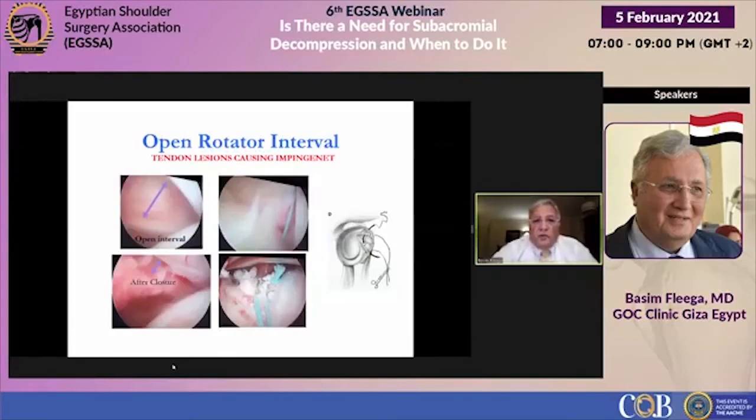Now, an open rotator cuff interval can also lead to recurrence after decompression, because the head is not stable and will go up, causing narrowing of the space. In this case, we also have to do an arthroscopic closure of the open interval.